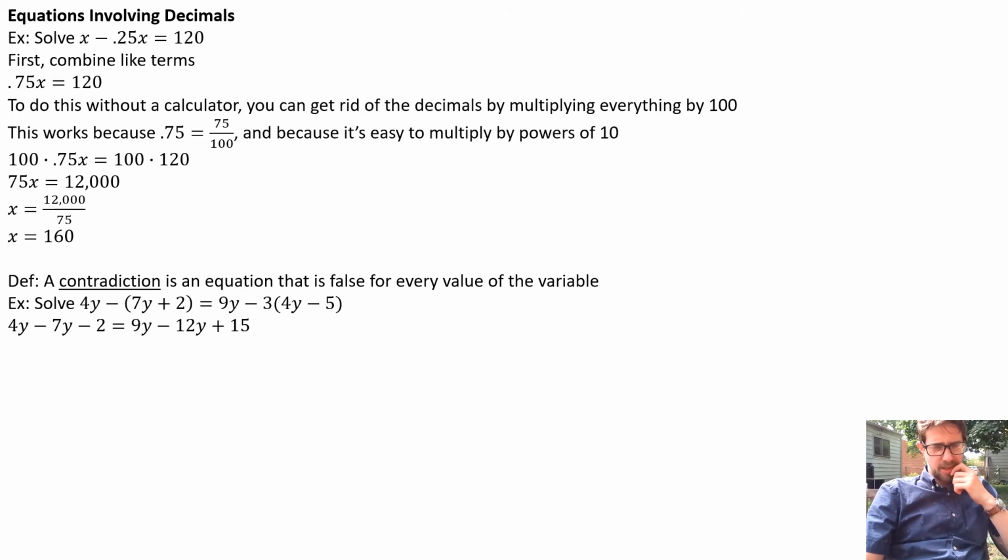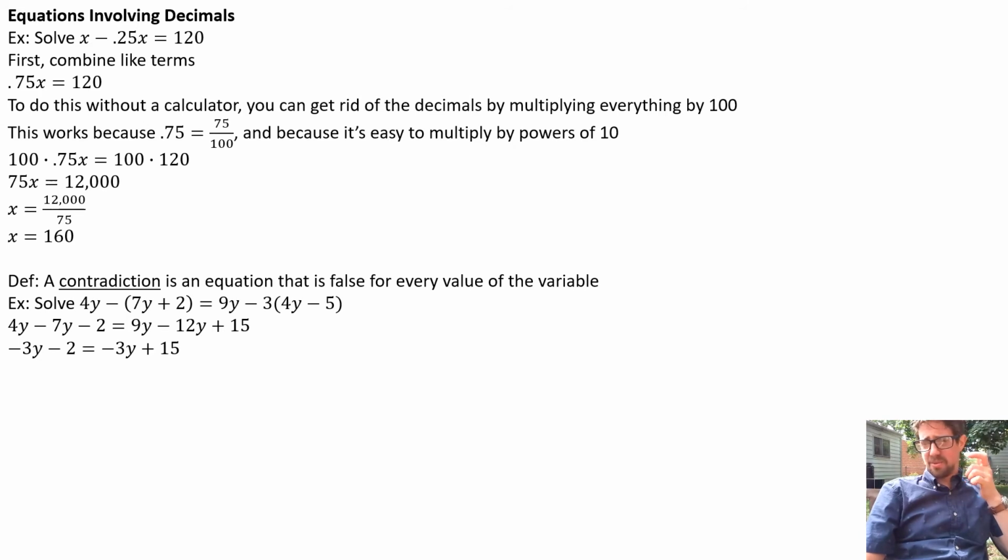Okay. 4y minus 7y minus 2 equals 9y minus 12y plus 15. Combine any like terms you can before you start moving stuff across the equal sign. So 4y minus 7y is negative 3y, and 9y minus 12y is also negative 3y. Maybe you can look at it now and see that something's fishy, because we're saying that minus 3y minus 2 is the same as minus 3y plus 15.